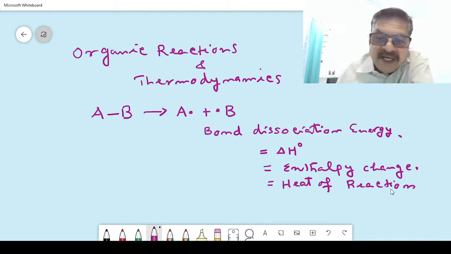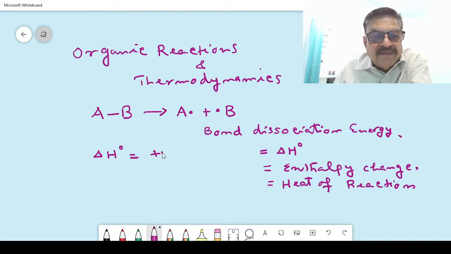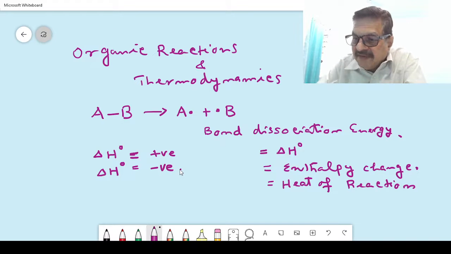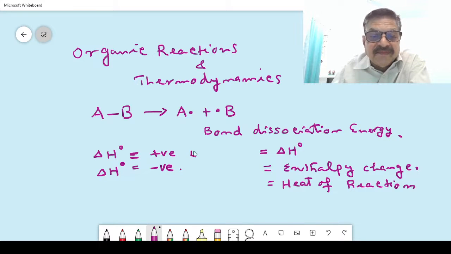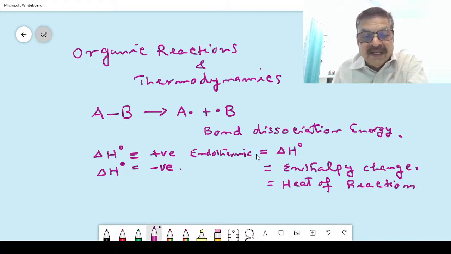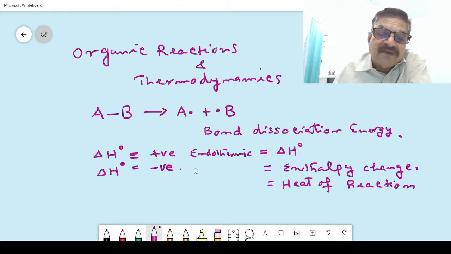Now the value of delta H can be positive and it can be negative. When delta H is positive, energy is absorbed, and the reaction is an endothermic reaction. Now when delta H is negative, energy is released. This is known as an exothermic reaction. Two types of reactions here.